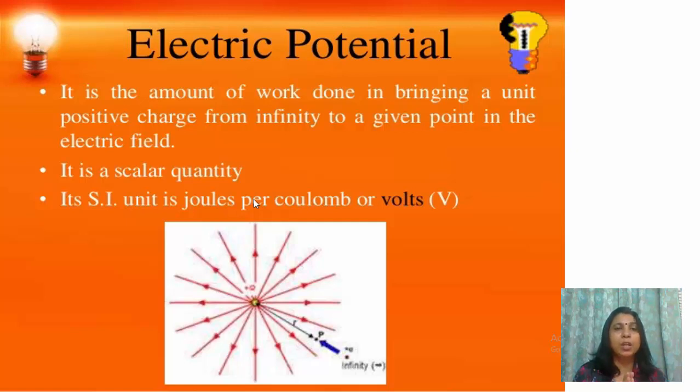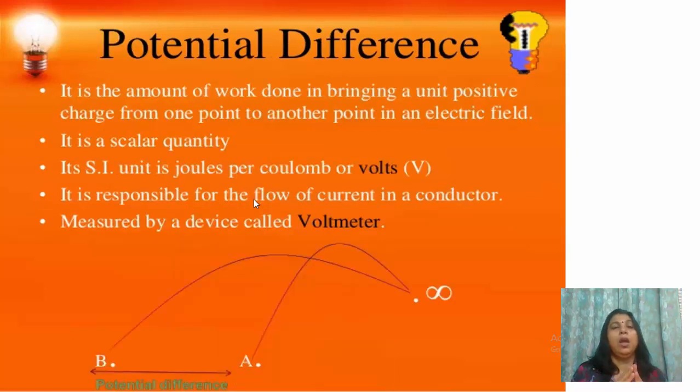What is electric potential? The amount of work done in bringing a unit positive charge from infinity to a given point in the electric field. And what is potential difference? It is nearly the same thing as electric potential. The only difference is that in electric potential the charge is brought from infinity to a particular point, and in potential difference the charge is brought from one point to another point.